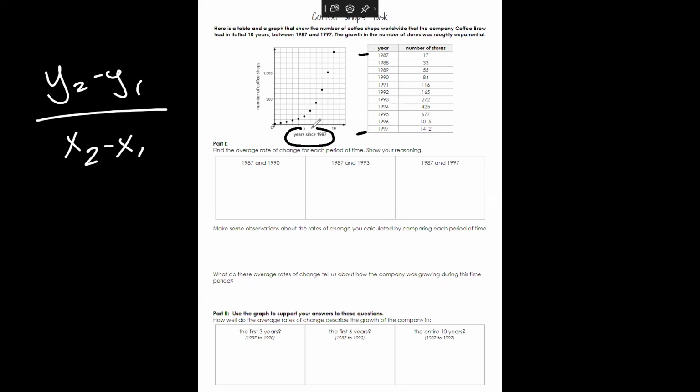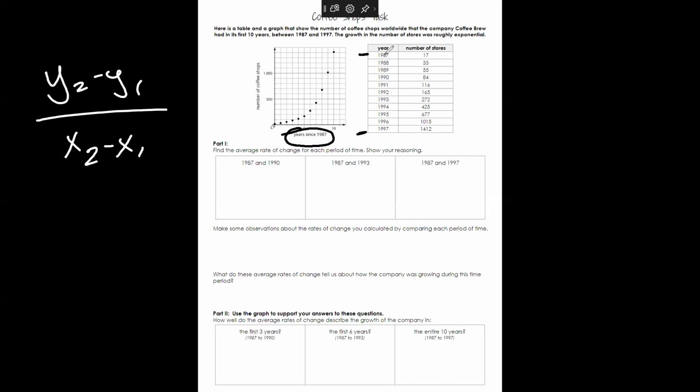Average rate of change. Just a reminder, this is your formula. This problem always comes up on your final exam, your interim, and your unit test. It'll be on there. Now this problem says that we're talking about 1987 to 1997, right? At the bottom it says years since 1987. So each time that we go along, it's a year past 1987. So we need to find the average rate of change.